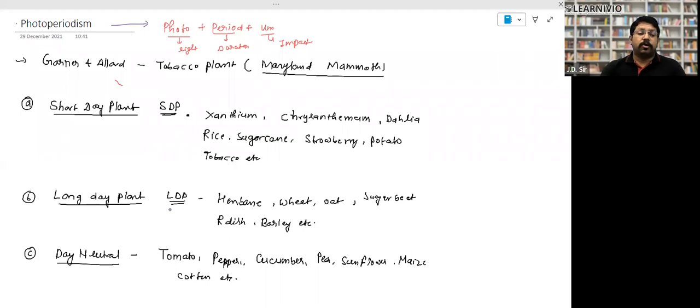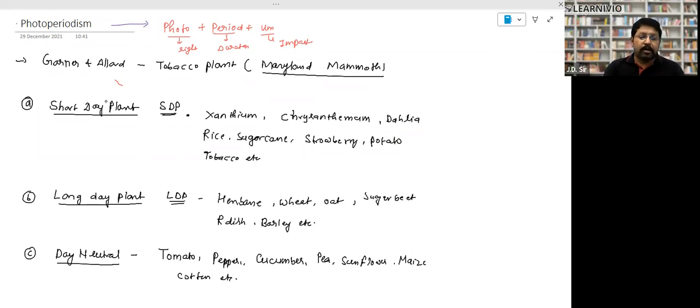Very important question: where was it discovered? Garner and Allard discovered it in a tobacco plant. This is not Nicotiana tabacum, guys. Remember, because normally the tobacco which is eaten and smoked is called Nicotiana tabacum. That is not it. Garner and Allard discovered it in a wild tobacco plant, and its name is Maryland Mammoth. Here it was discovered.